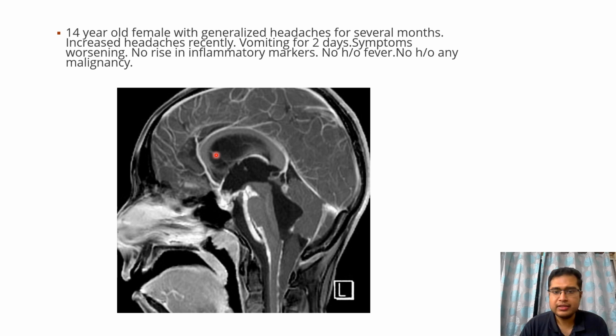And there is increased size of the ventricles. So based on these findings, what do you think the diagnosis is? She's a 14-year-old female, pediatric age group with no history of fever, hence ruling out infective etiology. There is no history of malignancy, hence ruling out metastasis as a possibility. There is no primary tumor that is seen in the cerebral brain parenchyma.